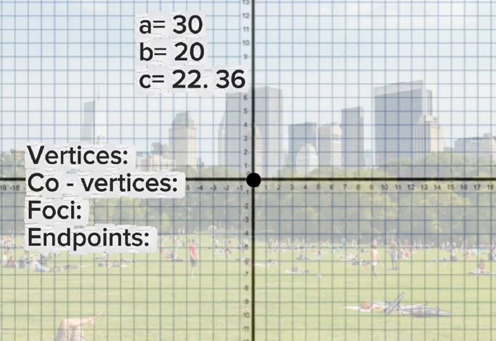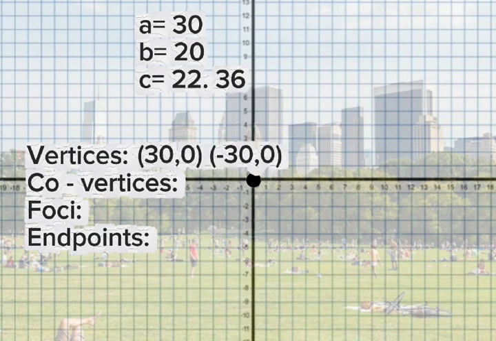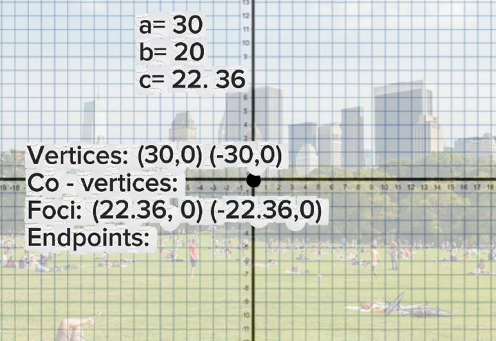The formula states that our vertices should come from the value of our A, and the value of our A is 30. Then the major axis is located in the x-axis. Therefore, 30 will be located in x. So the value of our vertices will be 30 and 0, and negative 30 and 0. Same goes for the foci. Our foci should come from the value of our C, and the value of our C is 22.36. So our foci should be 22.36 and 0, and negative 22.36 and 0.